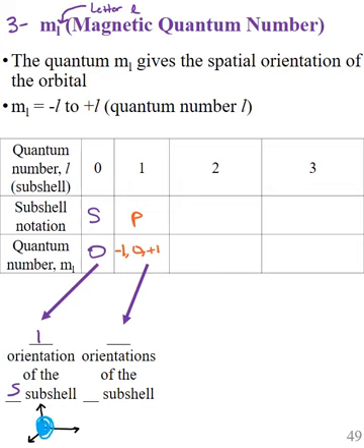Now let's fill in this part. How many m sub L values do I have? I have 3 of them. So that means I can have 3 orientations. Okay, so I have 3 orientations of the P subshell. Now this is going to be kind of a hard drawing, but let's say I have my axis here. So I can label, let's say, Z, X, and Y.